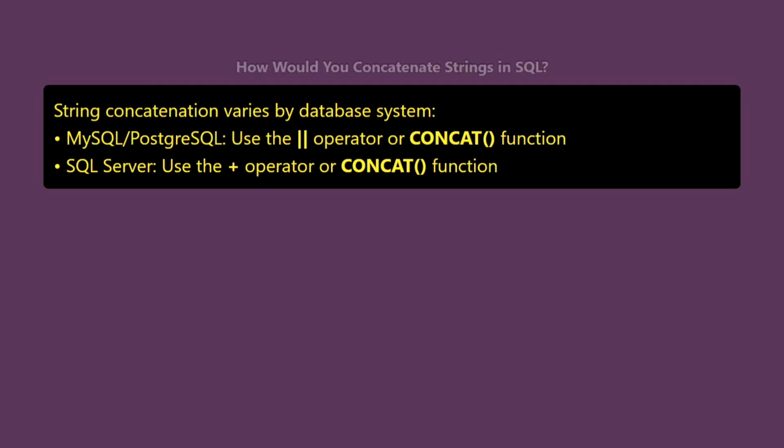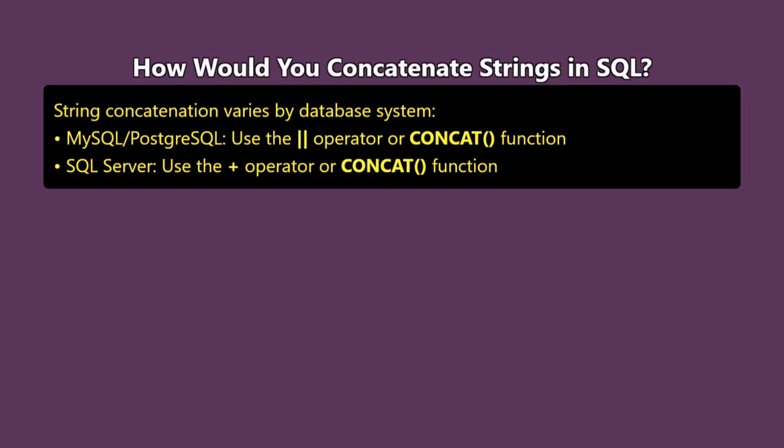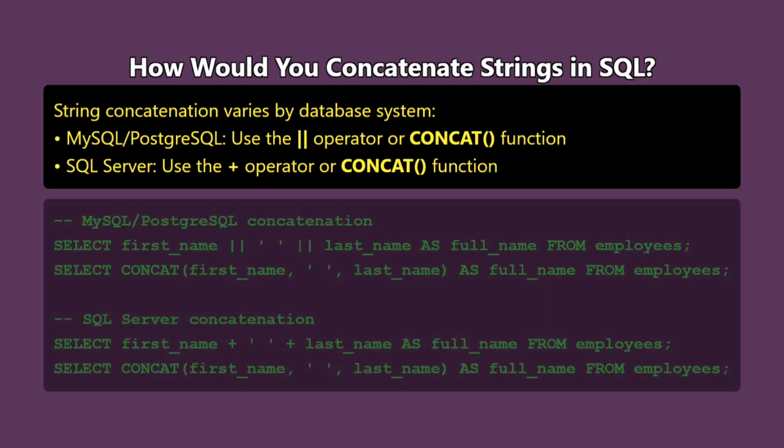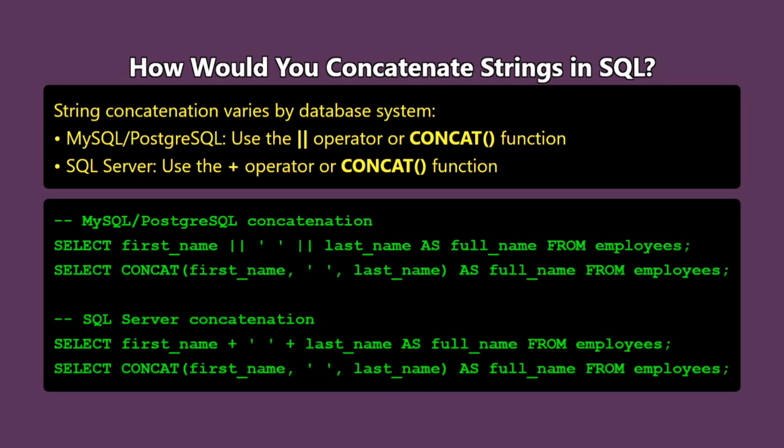The next question is, how would you concatenate strings in SQL? In PostgreSQL, you can use the double pipe operator or the CONCAT function, and in SQL Server you typically use the plus sign or the CONCAT function. The examples show how to create full names by combining first and last names. Both approaches work, but the CONCAT function is often preferred because it handles null values more gracefully.